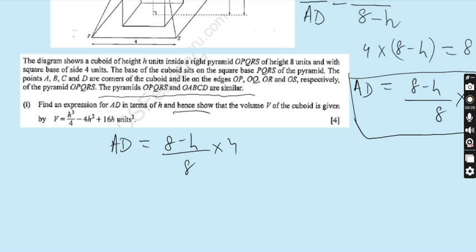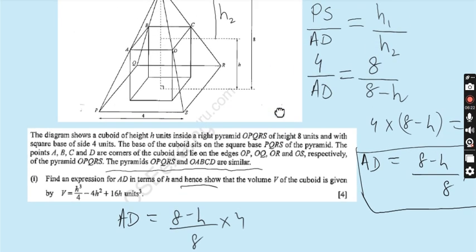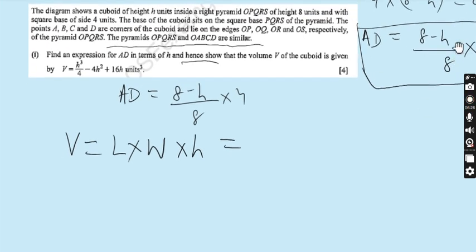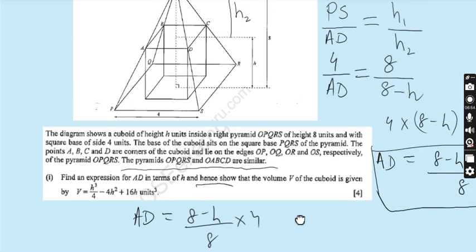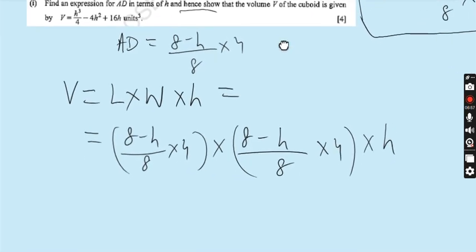Now the volume of a cuboid, the general formula, is length into width into height. You can see this cuboid has a square base, so the length should be (8 minus h) upon 8 into 4, and in a square the length and width are always the same. So (8 minus h) upon 8 into 4, and the height of the cuboid is given as h. You can see in the diagram the height of the cuboid is h. Now simplify it to get the answer.